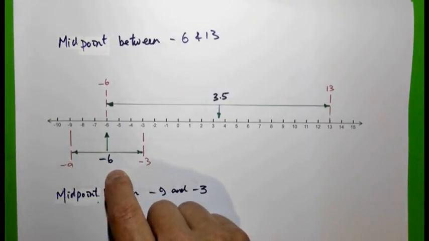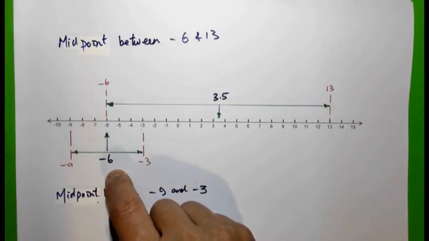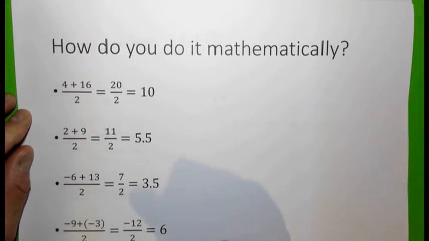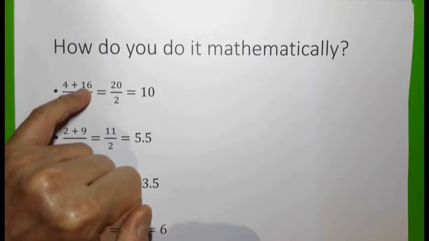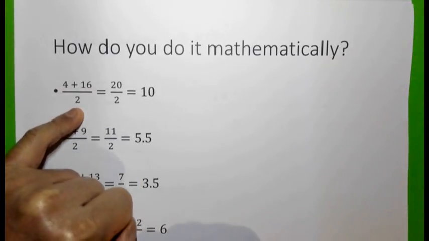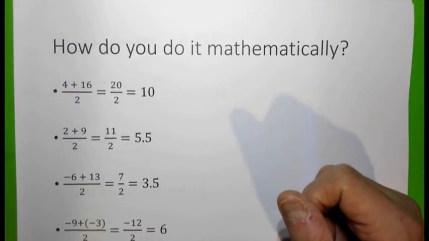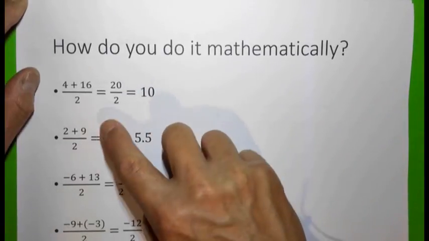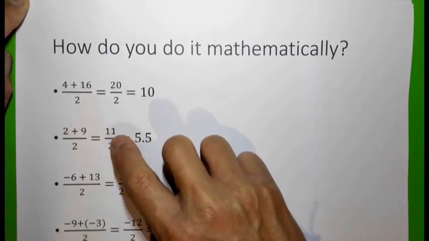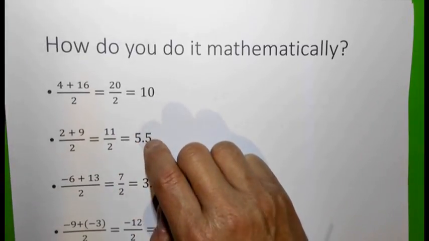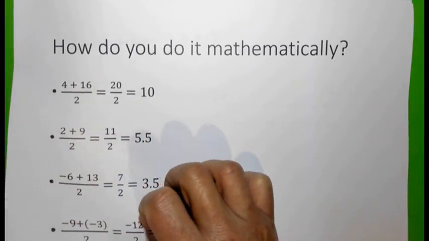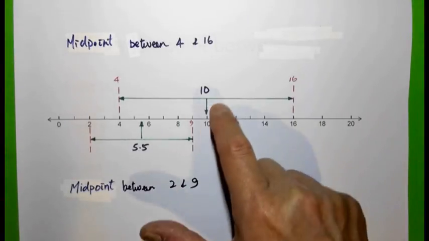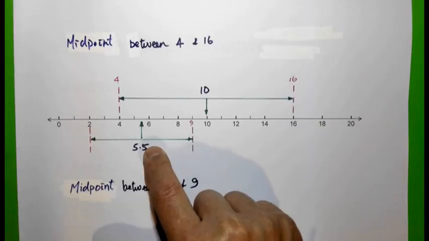Can we do it mathematically? Of course we can. Doing it mathematically, we add the two numbers together and divide it by 2. So 4 plus 16 divided by 2 is 20 divided by 2, we get 10. 2 plus 9 divided by 2 is 11 divided by 2, we get 5.5. Let's look at the number line again. See? That's 10 and 5.5.